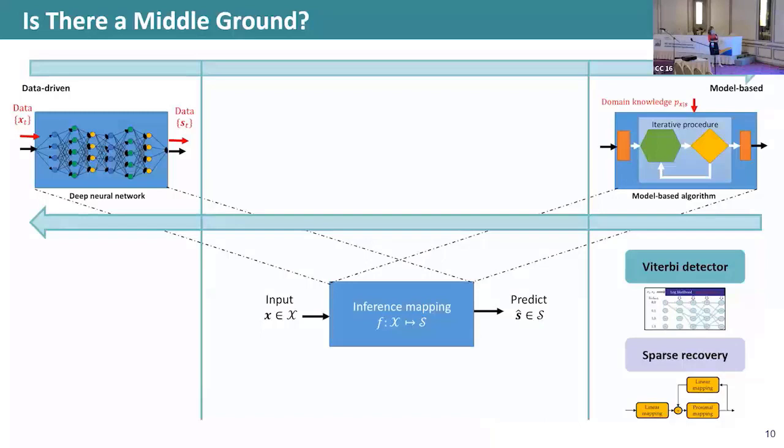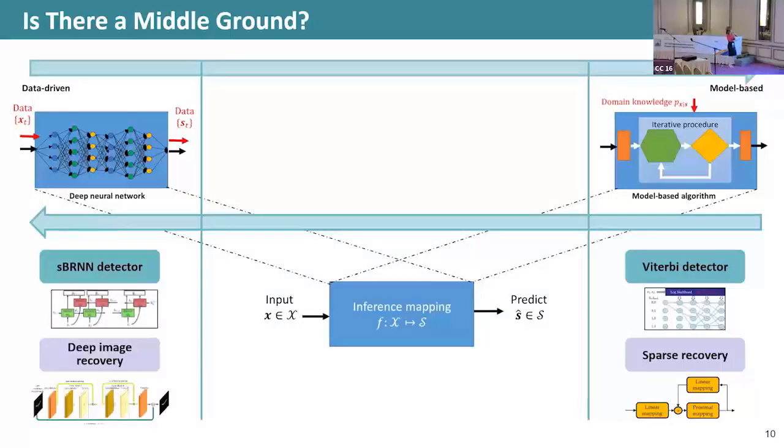We can look at things like the Viterbi detector or sparse recovery that are based on very principled model-based frameworks, and each of those has equivalents that are just deep networks. There are many papers that look at imaging and replace the standard sparse recovery with some deep image recovery. There have been many papers that looked at how you do symbol detection using deep networks. So these are more generic deep network approaches applied to these problems.